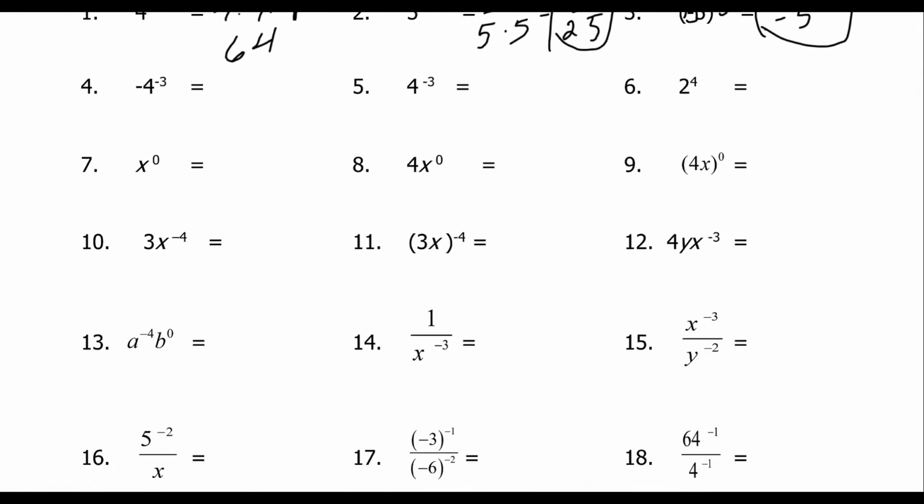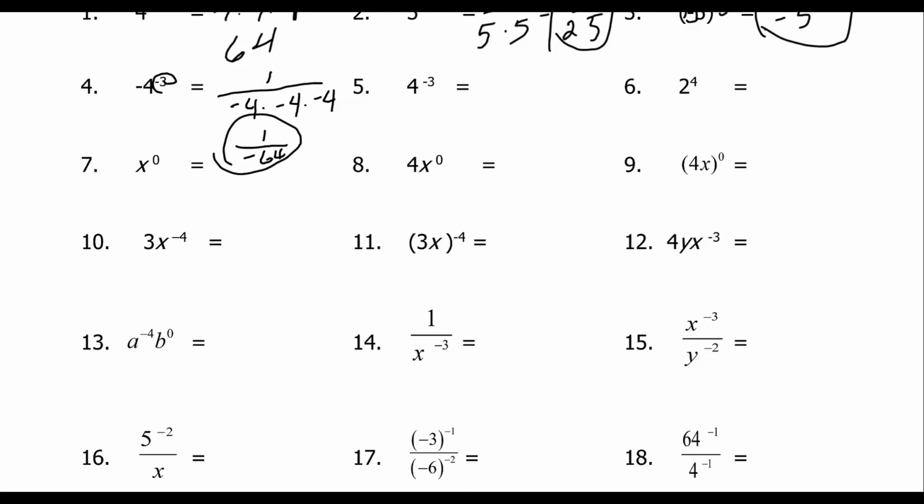Alright, so number 4. If you notice, we have this exponent that is a negative exponent. So what we're going to do is put this under 1. So that's going to be negative 4 times negative 4 times negative 4. So 4 times 4 times 4, that's going to be 64. Negative times negative is positive. Positive times negative is going to be a negative. So that's going to be 1 over negative 64.